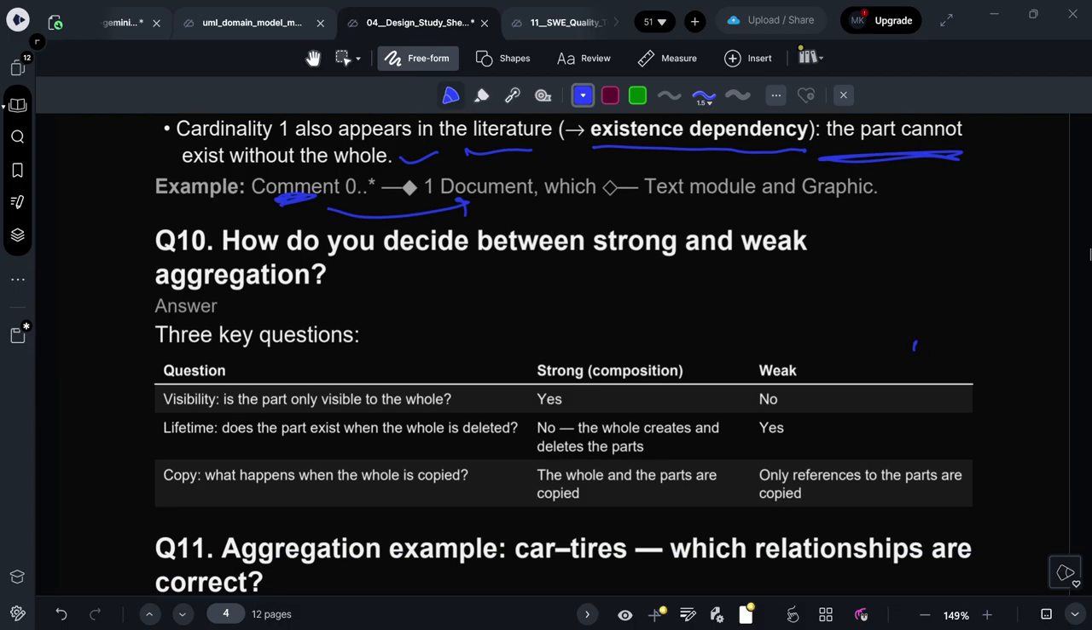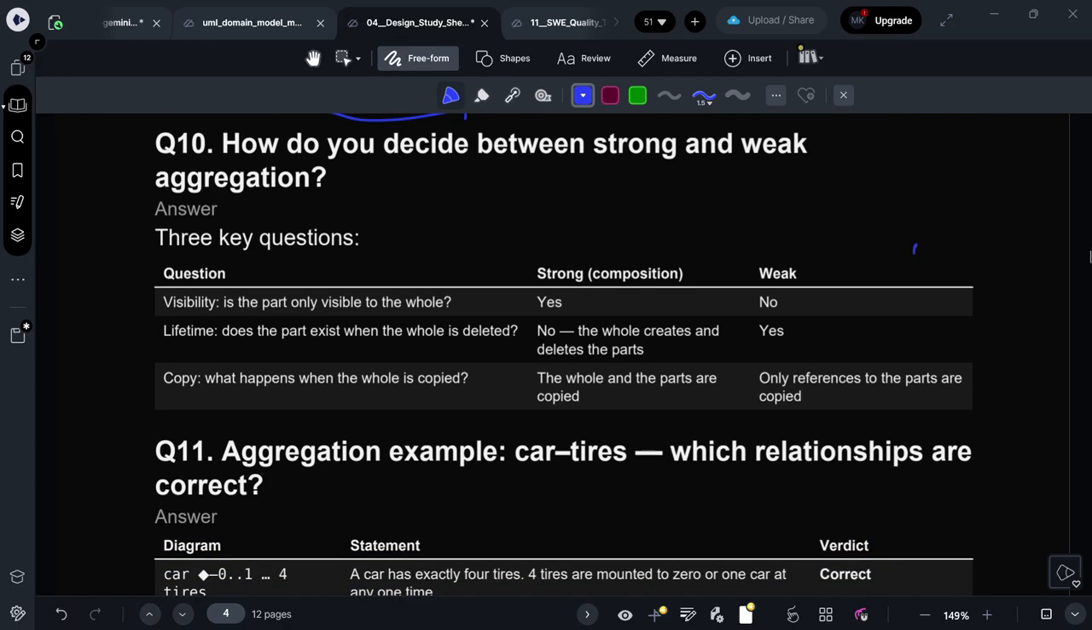How do you distinguish between strong and weak aggregation? There are three key things. Visibility: is the part only visible to the whole? The answer is yes.